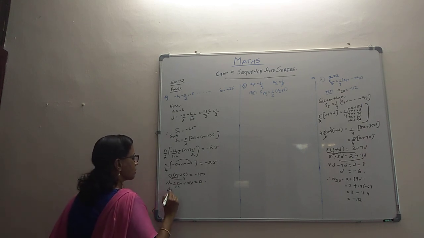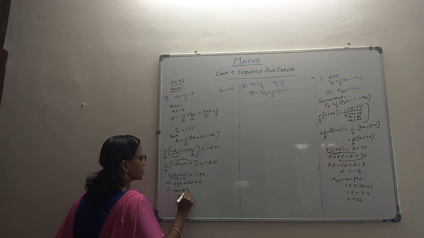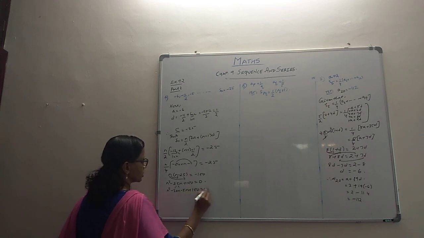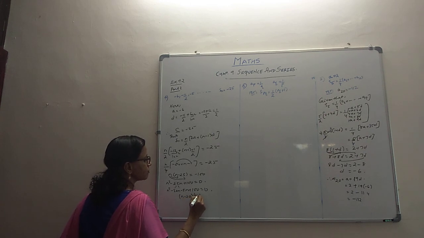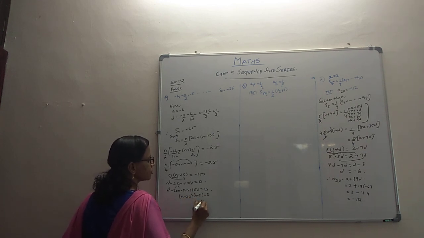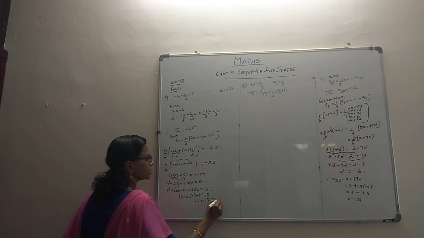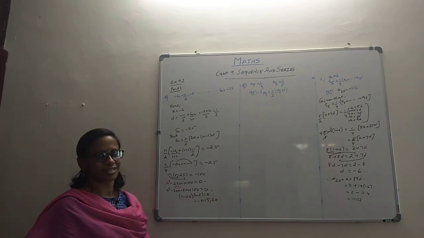So let's take it up that way. It's n squared minus 20n minus 5n plus 100 equal to 0. So you have n minus 20 and n minus 5. Like that, you get the value of n as 5 and 20, and that is your answer.